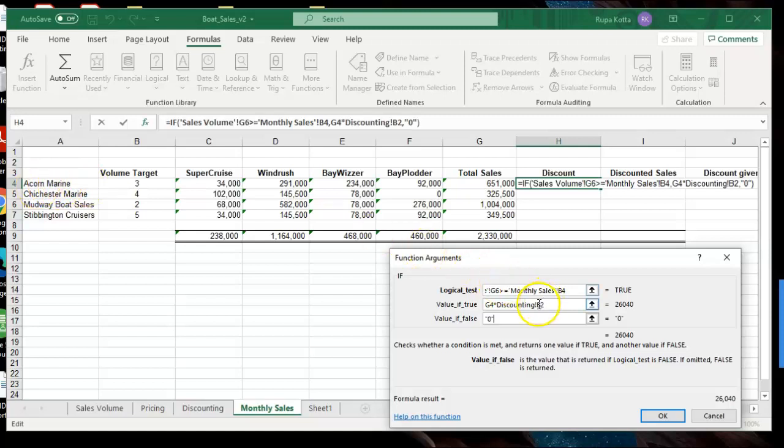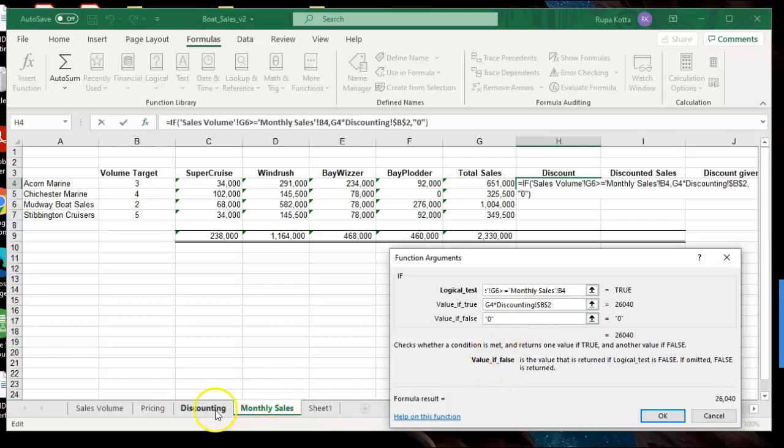Now this discounting percentage is not changing. It is remaining constant. Put that in absolute referencing. But everything else you want from G6 to G7, G8, G9 you can change. And monthly sales also from B4 to B5 to B6 to B7 you need to change when you copy paste. But the discount percentage, oops, sorry, before I do that, let me check if the discount percentage is changing or not.